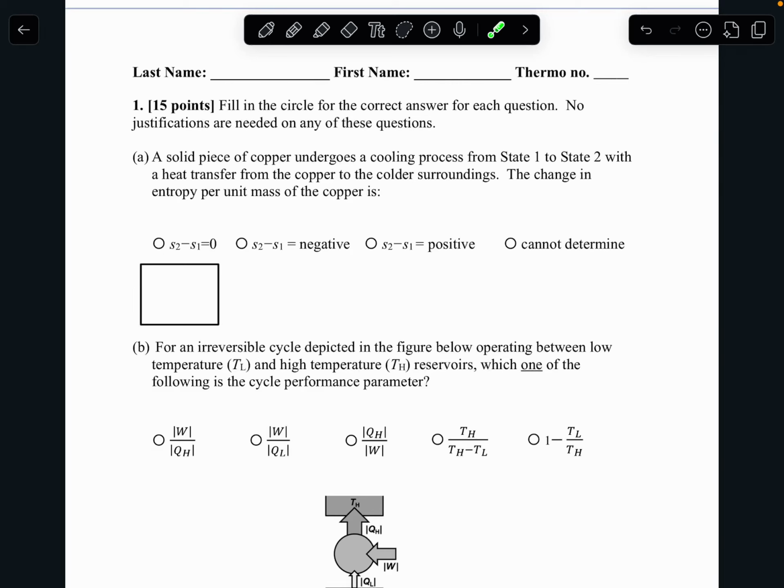All right, let's jump into this practice exam from fall 2019 for the ME200 final exam. We'll start with question 1, which is a series of multiple choice questions, and it just says fill in the circle for the correct answer for each question. No justifications are needed on any of the questions.